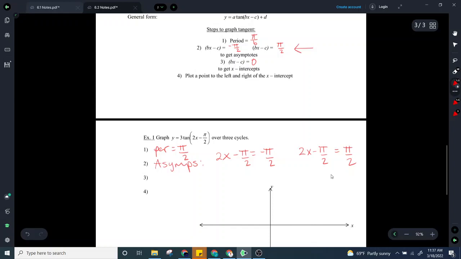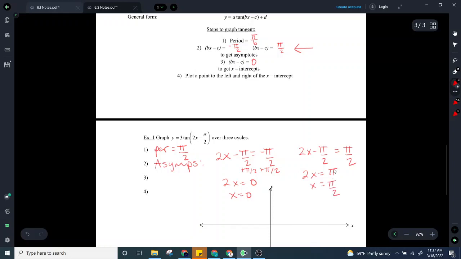Now I need to solve this equation for x, so I'm going to add pi over 2. Hopefully the numbers aren't too tedious to work with. We'll keep these fairly simple. We're going to have 2x equals 0. Divide by 2, I get x equals 0. So one of my asymptotes is going to occur at x equals 0. Add pi over 2 here. I get 2x equals pi. Divide by 2, I get pi over 2.